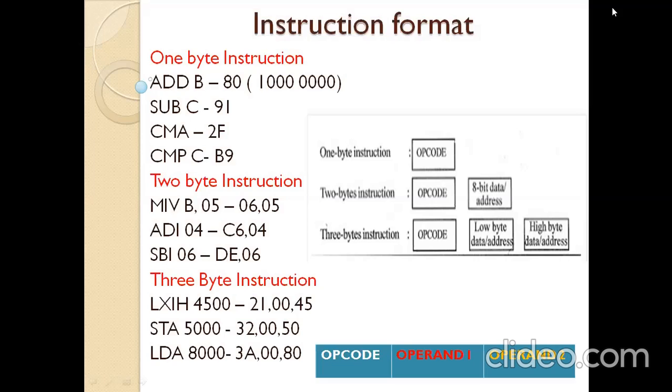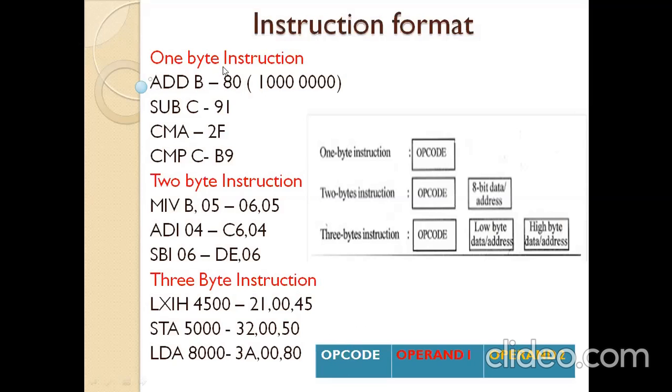What is meant by 1 byte? First, ADD B, SUB C, complement the accumulator content, compare C. These 4 instructions, for example, are called 1-byte instructions because they have only opcode. It has only opcode, so it is called a 1-byte instruction.